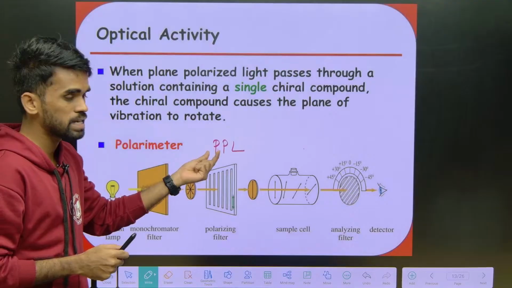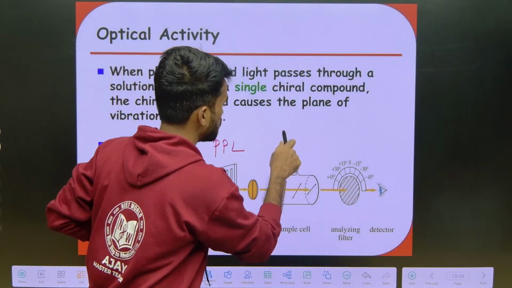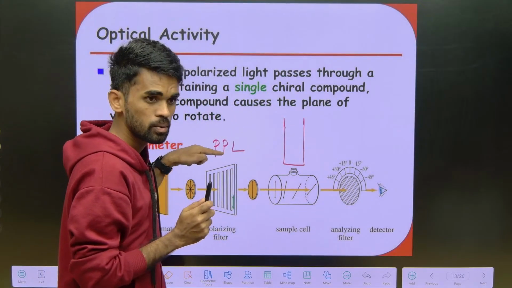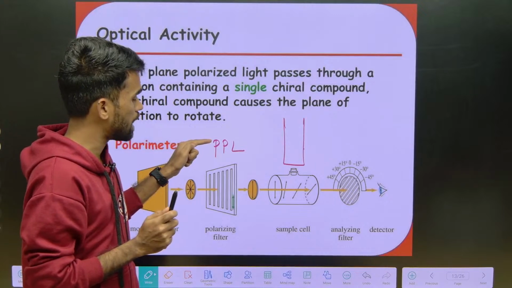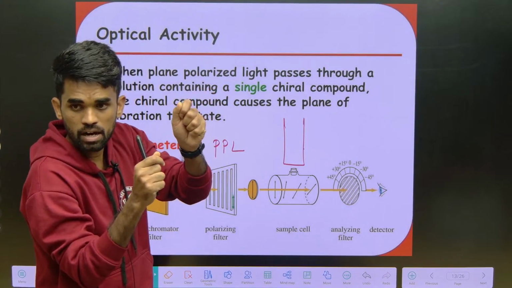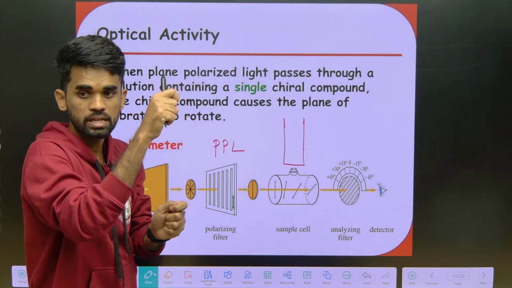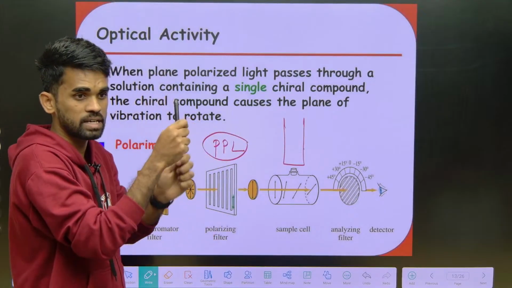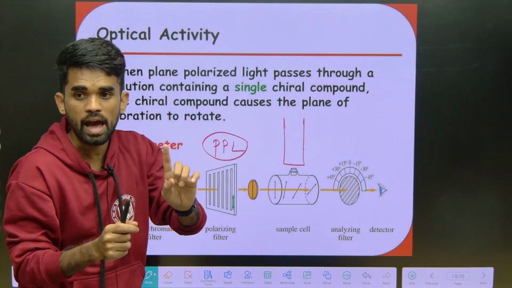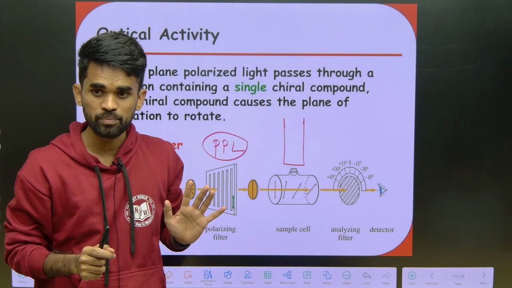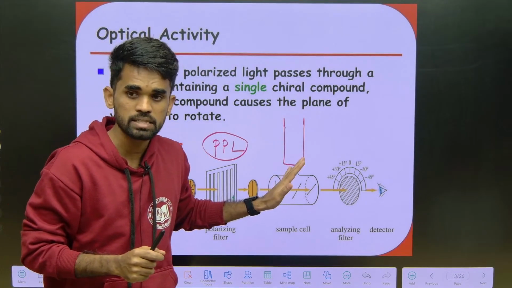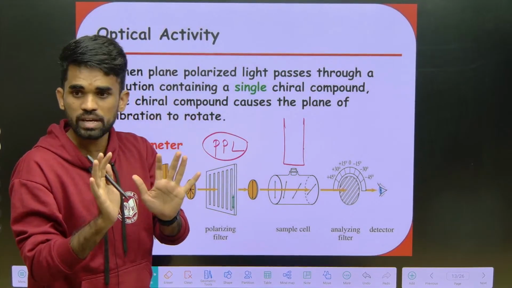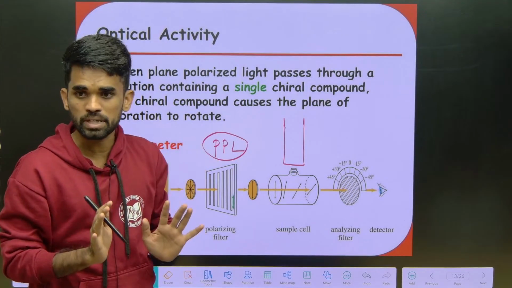When this plane polarized light is passed through the sample, I have taken the sample in this cuvette tube. Through this we are passing plane polarized light. This plane polarized light will be rotated either to the right side, clockwise, or anti-clockwise. If the compound has the ability to rotate this plane polarized light either right side or left side, then we can say that compound is optically active. What is optical activity? If the given compound has the ability to rotate plane polarized light either clockwise or anti-clockwise, then we say that compound is optically active.